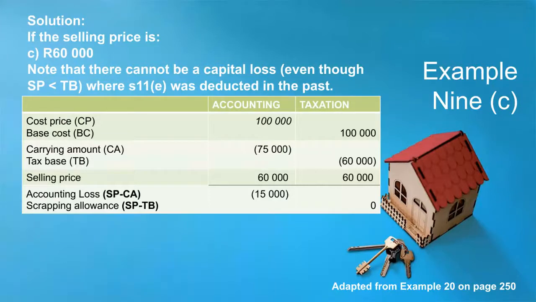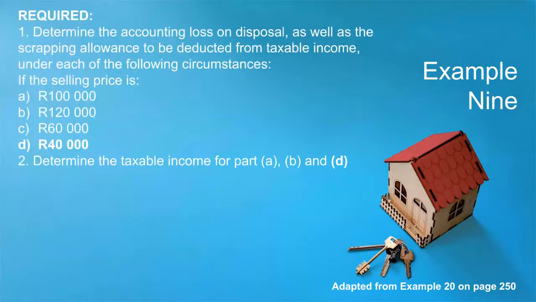For part C, we did not need to do the taxable capital gain, the taxable profits, because it's going to be the same. It's going to look very similar to part D. So we'll do part D instead. Now in part D, we sell it for very little. We sell it for 40,000. So let's start calculating for part D.